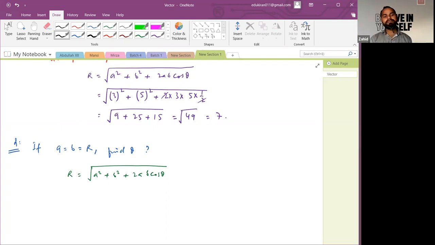Put all terms to be equal, or let's say all to be x, and simplify it. Try to solve. Put all to be just x, and take squaring both sides and simplify it.